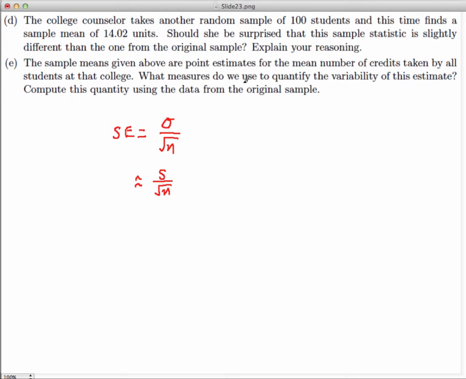Okay, so it says, what measures do we use to quantify the variability of this estimate? Well, we would use s divided by the square root of n, all right? And so then it tells us to compute this quantity. Well, that quantity is going to be equal to what for us in this particular example? The sample standard deviation was 1.91. And we're going to divide that by the square root of n, the square root of 100. So that's going to be equal to 1.91 divided by 10. Or the standard error is going to be given by 0.191. Okay, don't even need R to do that. That's pretty easy arithmetic there. Okay, so I'll let you type up that one.